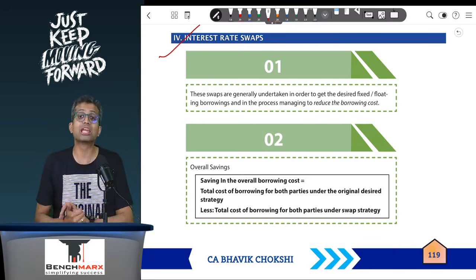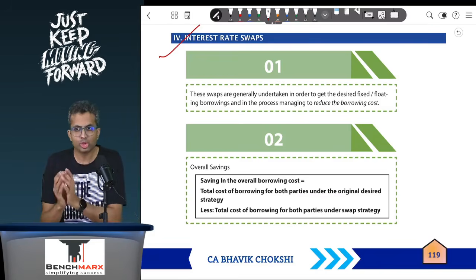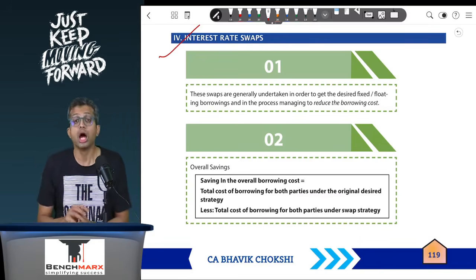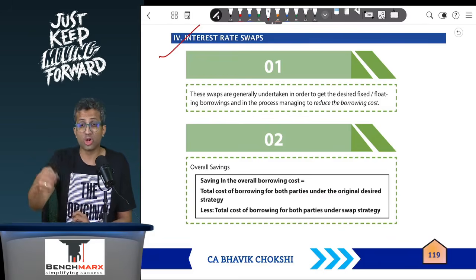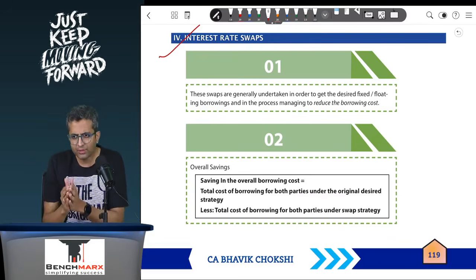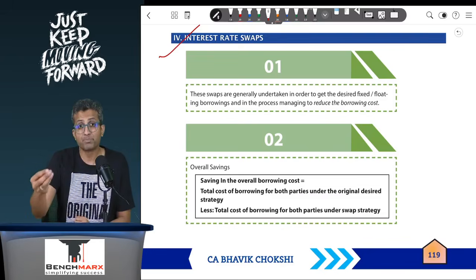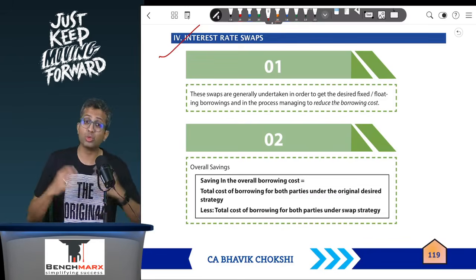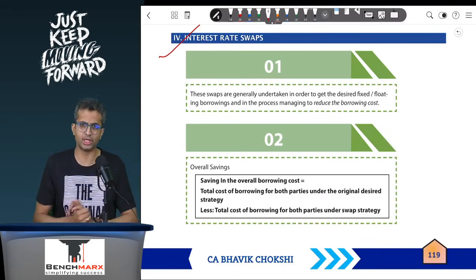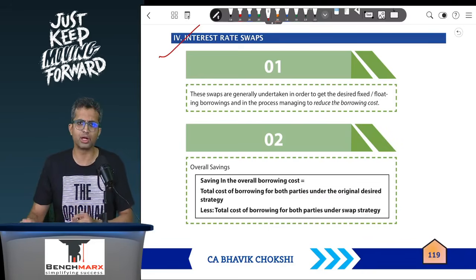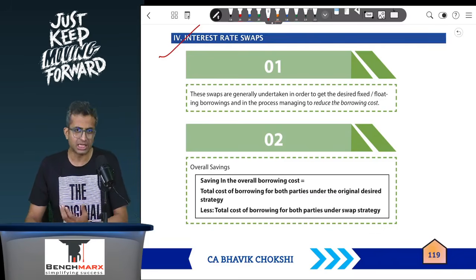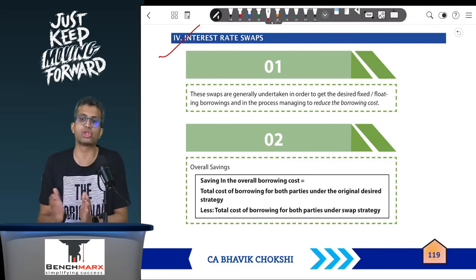That way, they can reduce their transaction cost. So usually, how do you figure out whether the swap is economical or not? You will compare the cost that you will have to pay if both the entities take the desired borrowing, and compare it with the cost that you will ultimately have to pay if both the entities were to enter into a swap. So in that case, you might enter into a swap and then share the swap gains.